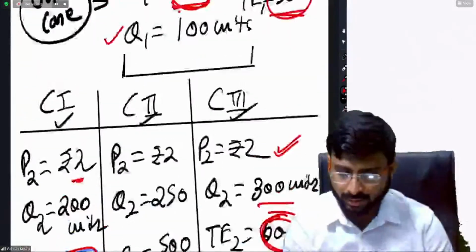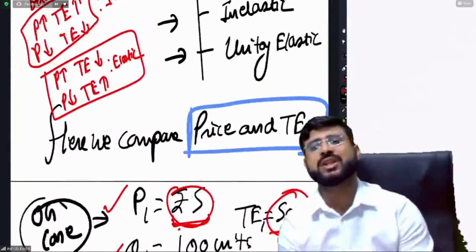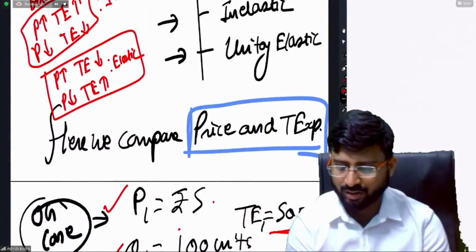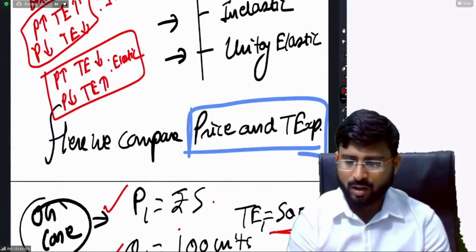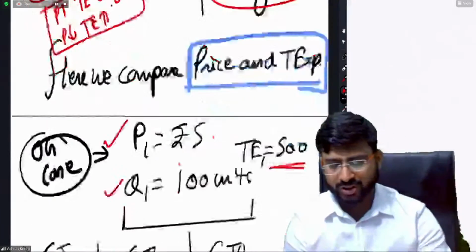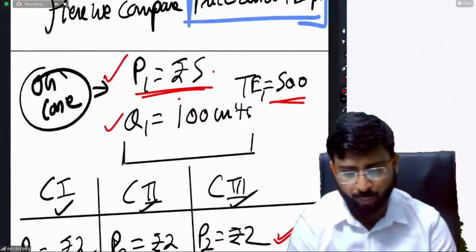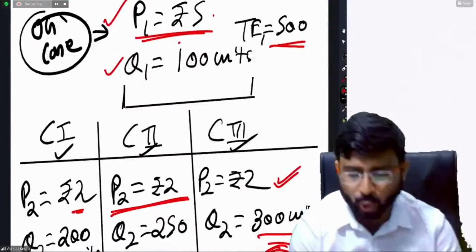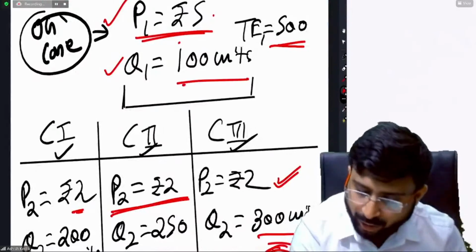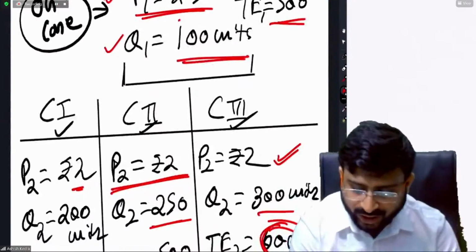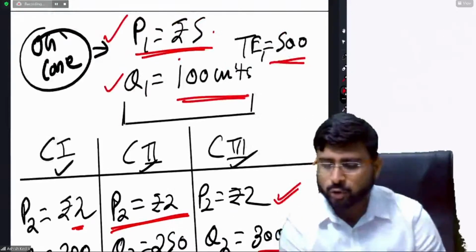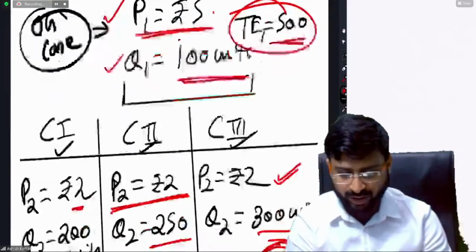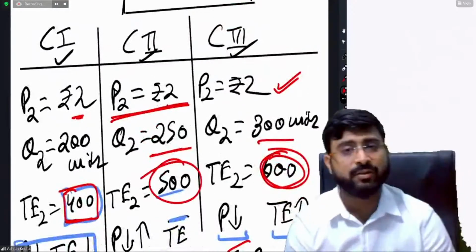Got it, sir. What is the next case, sir? Now everyone, what is unitary? If there is no change. So suppose price was 5 rupees, now price has gone down to 2 rupees. But quantity was originally 100 units, now quantity has risen to 250 units. So originally what was total expenditure? 500. New total expenditure is also 500.